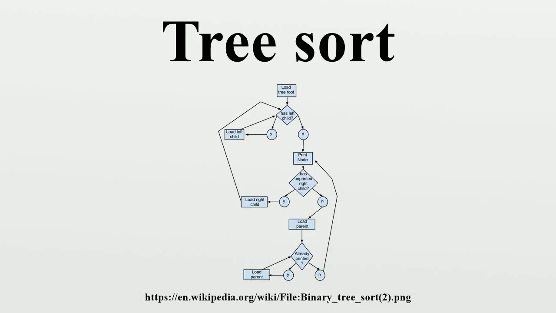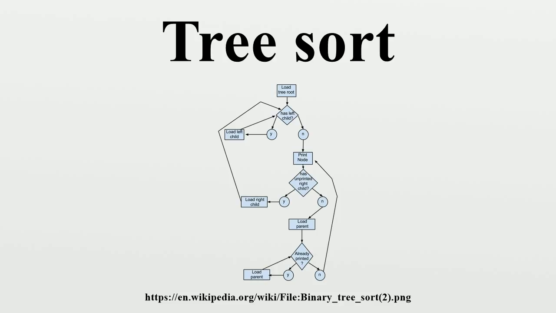A tree sort is a sort algorithm that builds a binary search tree from the elements to be sorted, and then traverses the tree so that the elements come out in sorted order. Its typical use is sorting elements adaptively. After each insertion, the set of elements seen so far is available in sorted order.